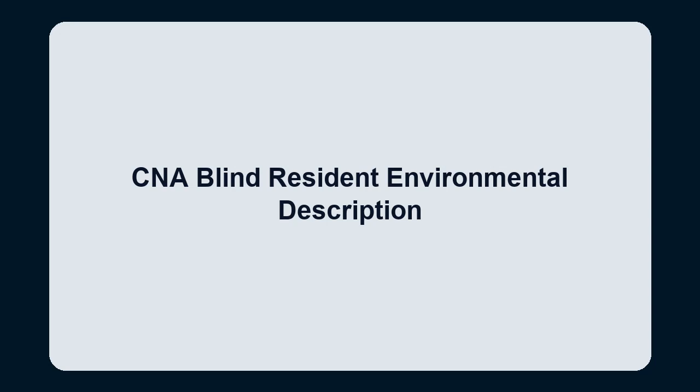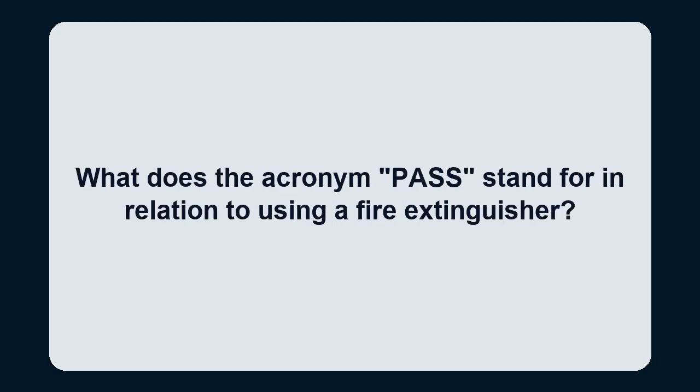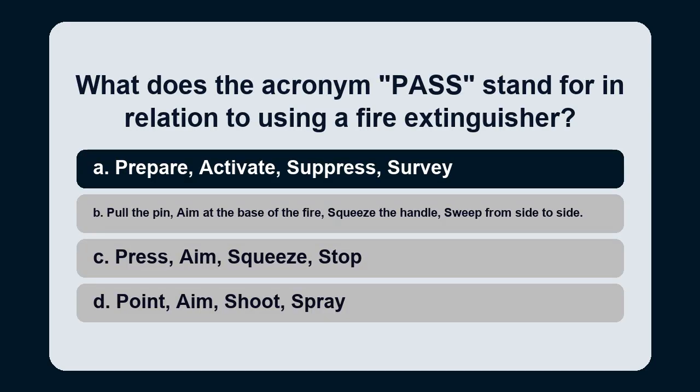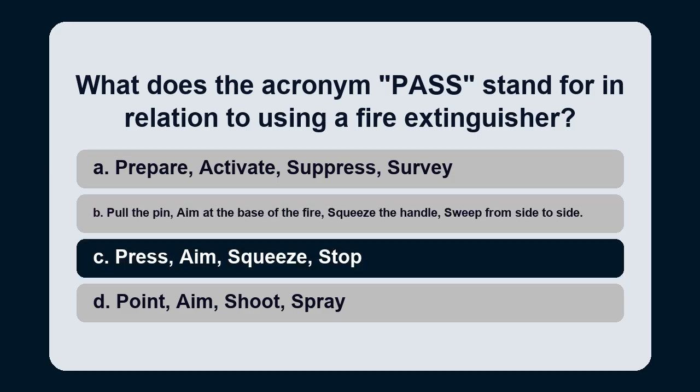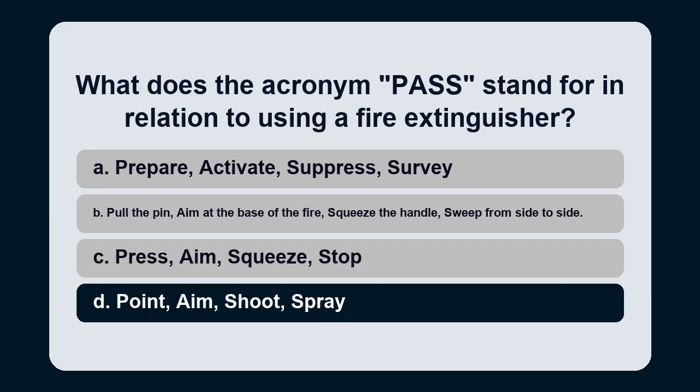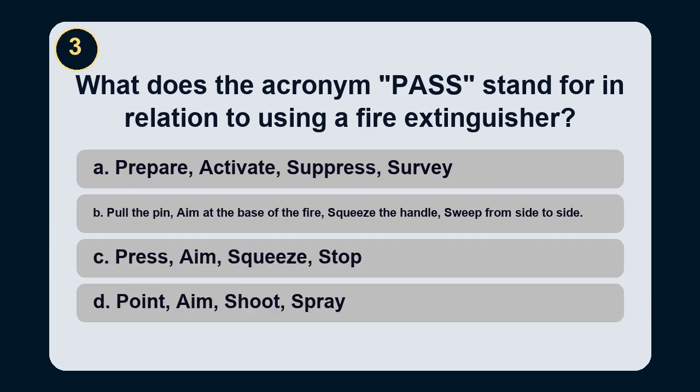Welcome to the quiz. Question 1. What does the acronym PASS stand for in relation to using a fire extinguisher? Option A. Prepare, Activate, Suppress, Survey. Option B. Pull the pin, aim at the base of the fire, squeeze the handle, sweep from side to side. Option C. Press, aim, squeeze, stop. Option D. Point, aim, shoot, spray.